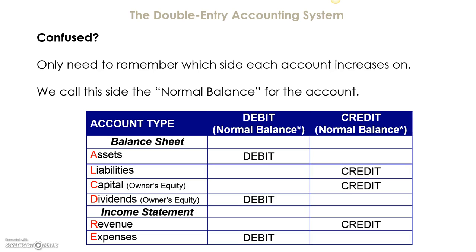Once you have these normal balances memorized, then it becomes an effort of just looking at transactions and recognizing whether an account is an asset or whether it's a revenue or whether it's an expense. And if you know that, then you would have already memorized what the normal balance is for the accounts, and you'll know how to increase or decrease the account from there.